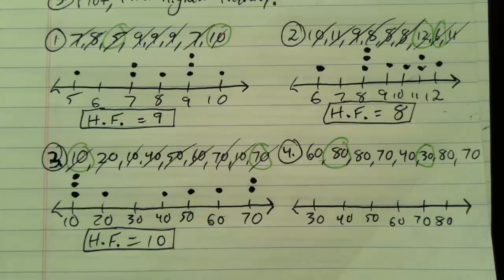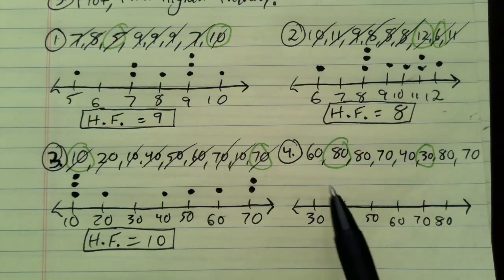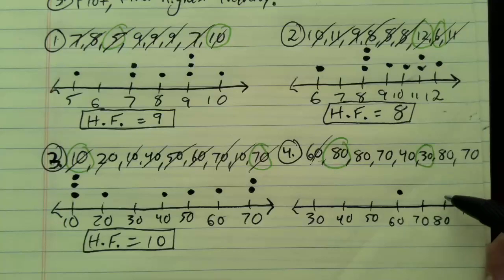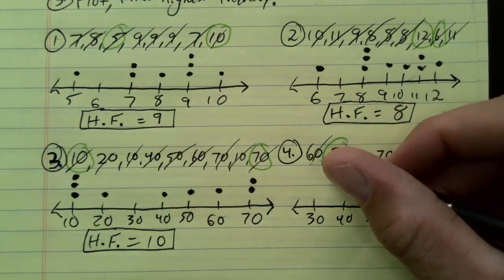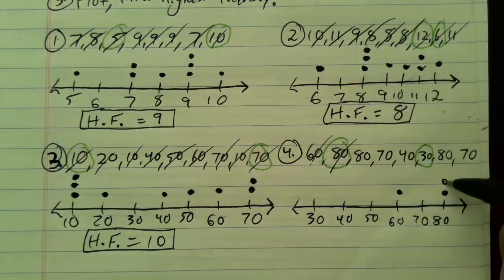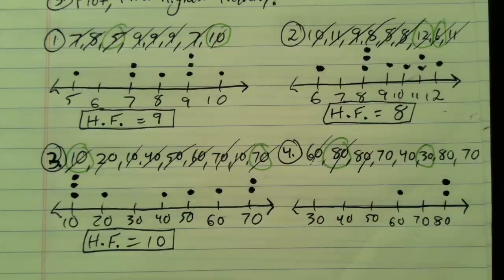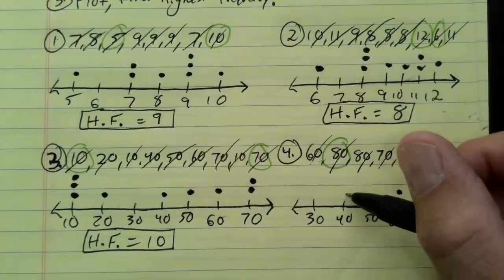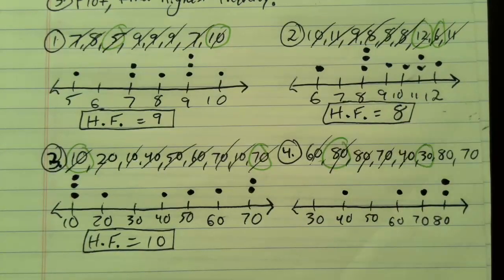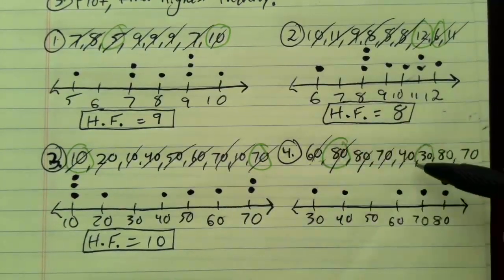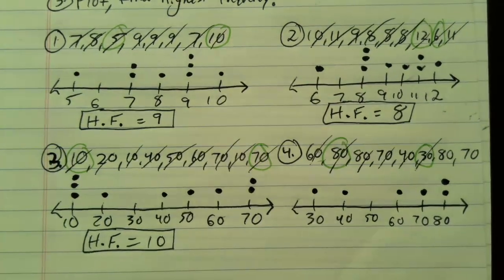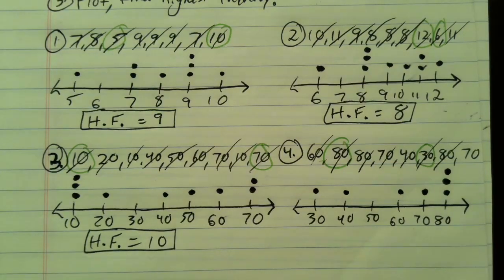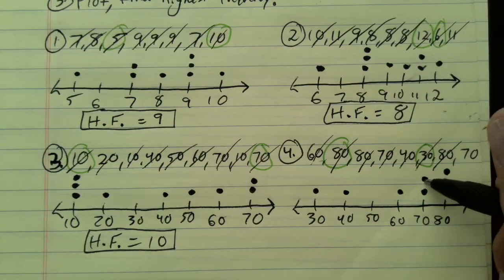Now it's time to graph. Graph with dot plots. On the dot plot, here's a 60. Cross off 60. 80. Cross off 80. Here's another 80. Put another 80 on the 80. 70. Put a 70 there. 40 on the dot. 40 right there. 30. Cross off 30. 80. 80s has quite a few. And lastly, 70. 70. Perfect.